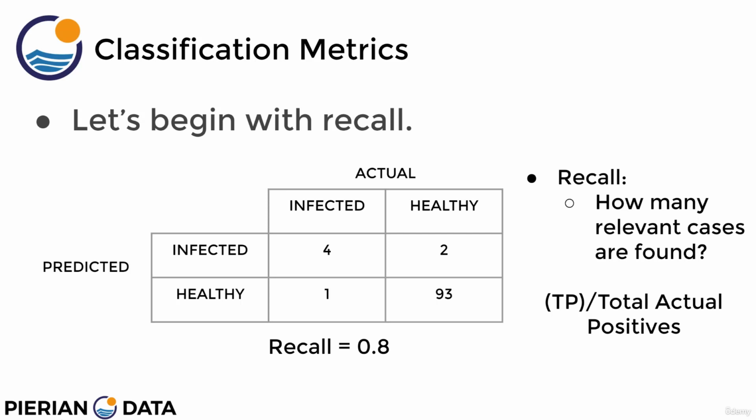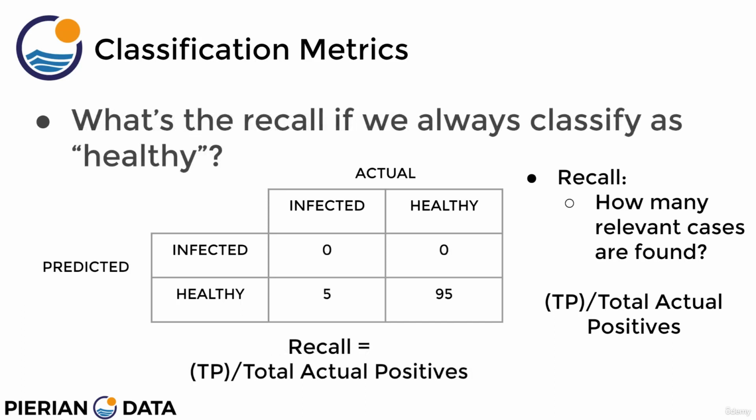Another way of describing what recall is the ability to answer the question, how many relevant cases are found? So you could say 80% of the time we find the relevant case. Relevant being that this person is actually infected and we are able to predict that they are infected.